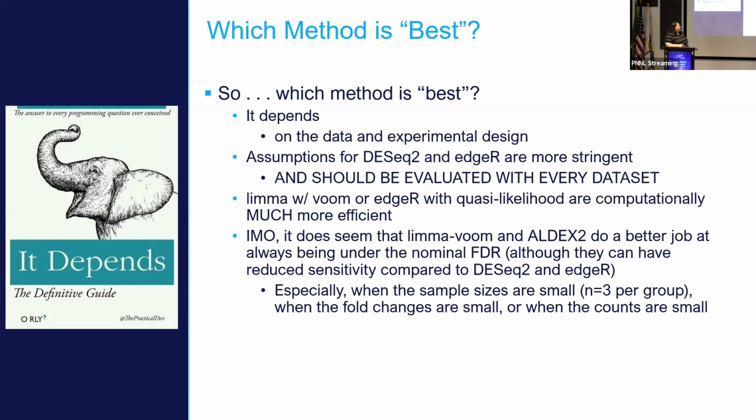I will say if you have very small replicate sizes like n equals 3 per group, you probably are just as good to do nothing with the data than run ALDEX or lemma VUM. They don't have the same power to detect things like DESeq2 and EDGE-R, particularly if you have small changes.